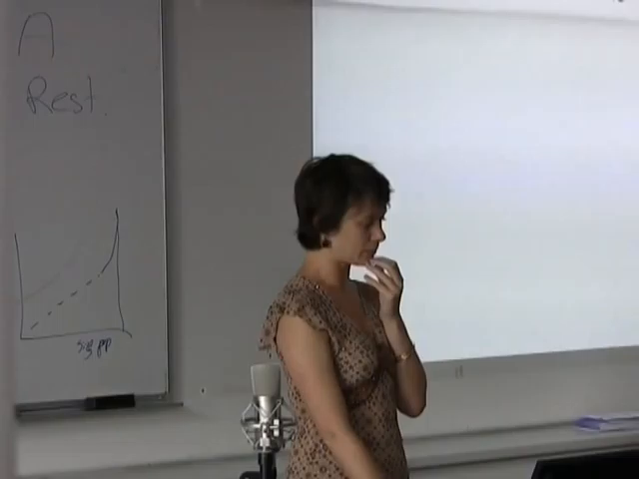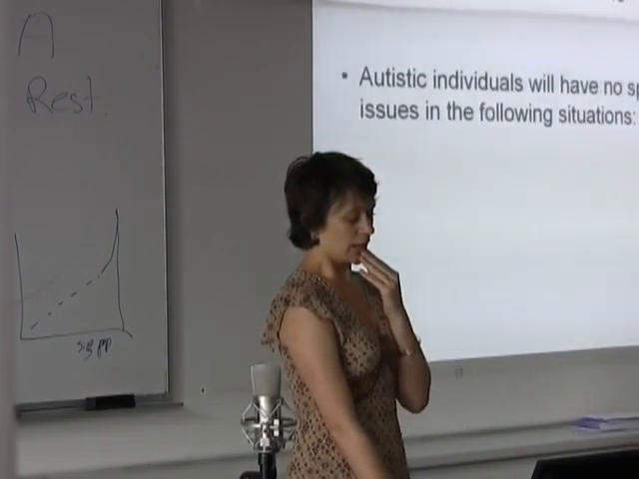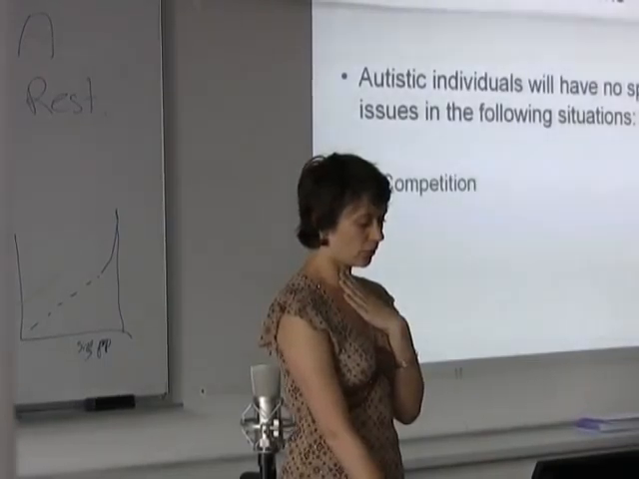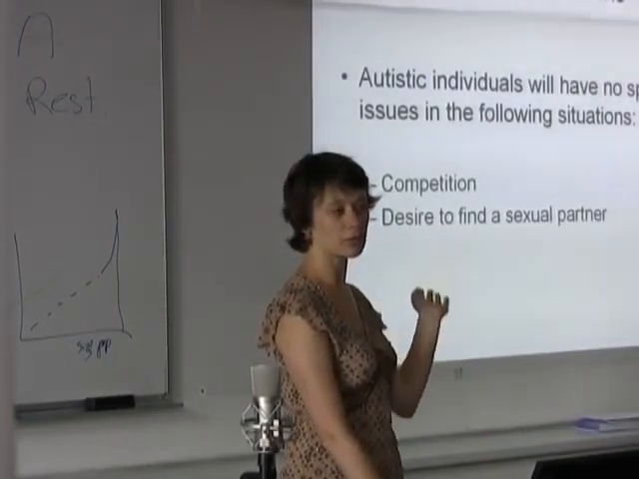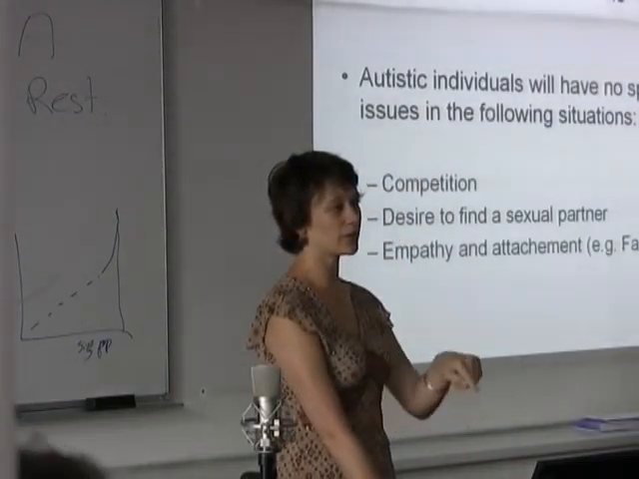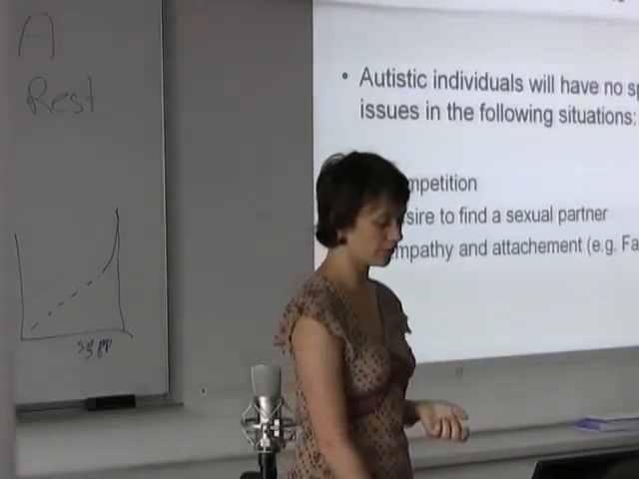So this model makes positive predictions. It predicts that autistic individuals will have no special issues in competition, they will have the same desire to find a sexual partner, and they will feel empathy and attachment. So that's a point where the two models differ.